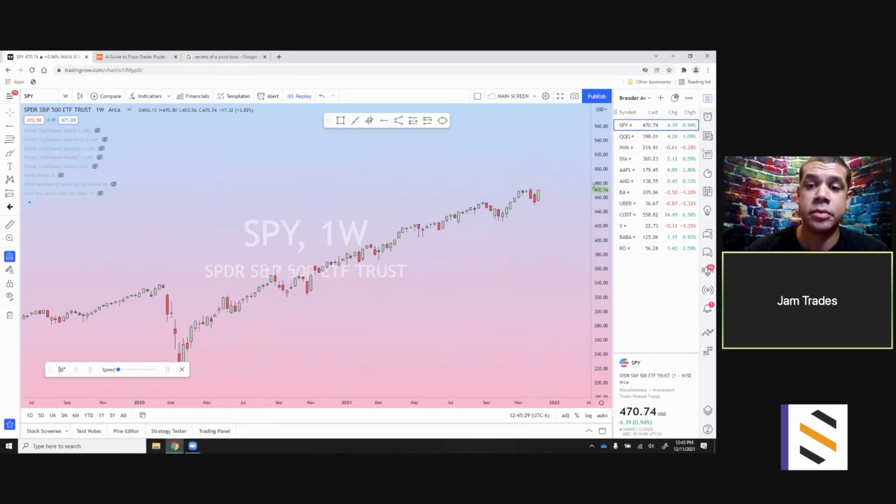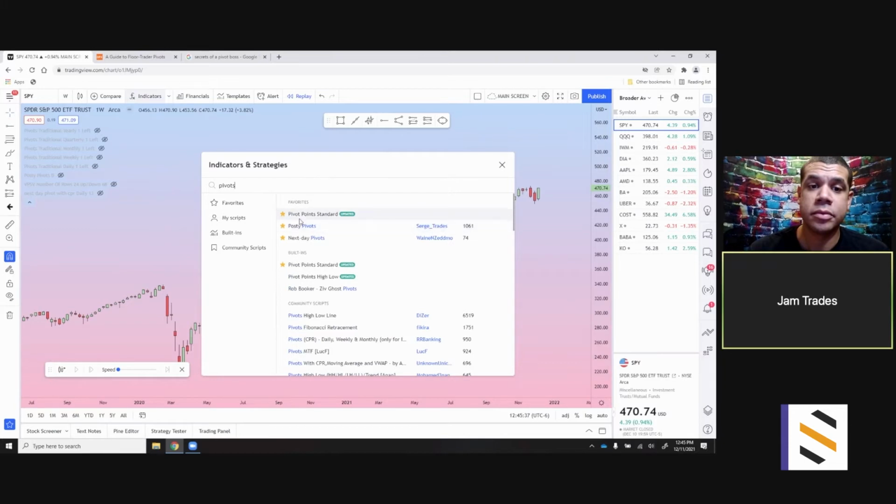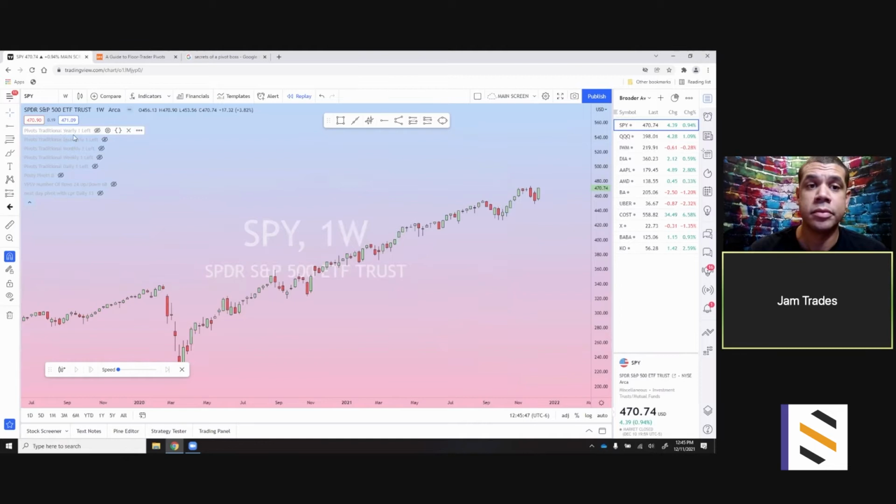And if you use TradingView and you want to put pivots on your chart, you just go up here to indicators and you type in the word pivots. And there's something called Pivot Point Standard. It's baked into TradingView. It's not like a community added thing. It's actually part of TradingView. And so you add those. I've added it like 5 times because I like to have all the different time frames up.